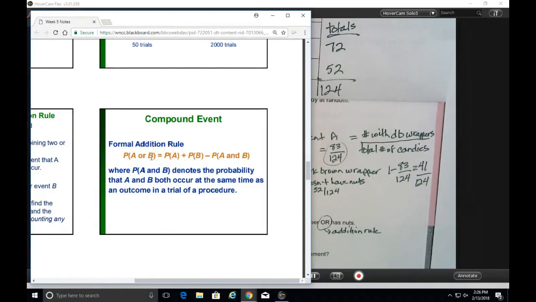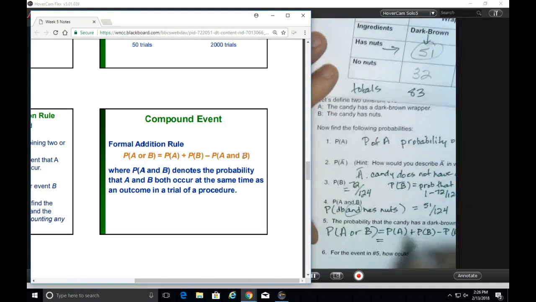If we're trying to find the probability of A or B, we could take the probability of A that we figured out in number 1, plus the probability of B that we figured out in number 3, and subtract the probability of A and B that we figured out in number 4. So that would be 83 over 124 plus 72 over 124 minus 51 over 124.